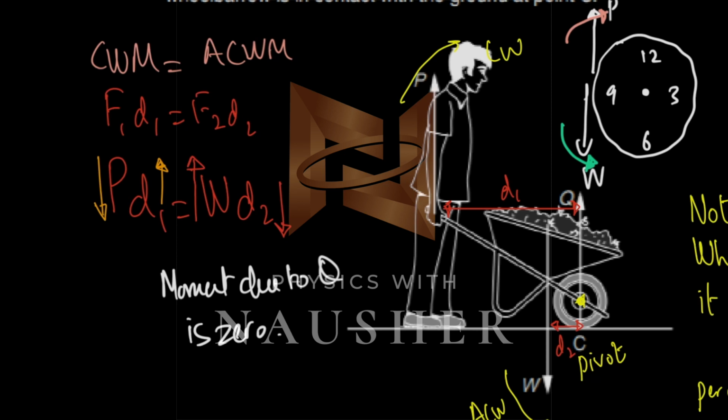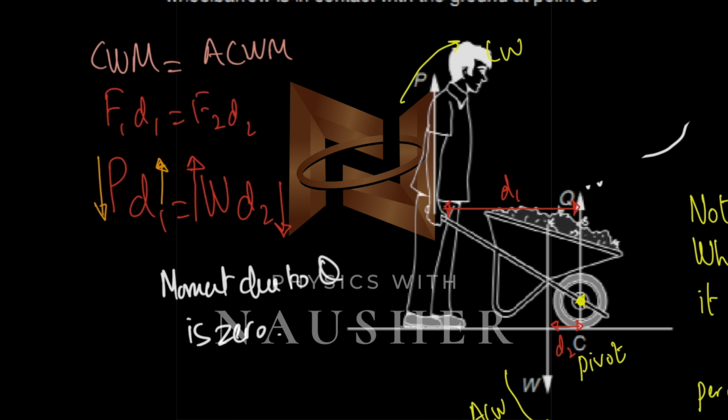This clock I only made to make you understand clockwise and anti-clockwise. You cannot get any idea of the distances, because obviously this is a wheelbarrow and this is a clock. So this clock is only used for your understanding of clockwise and anti-clockwise. This clock cannot be used to tell the distance, because for distance you'll have to refer to the actual diagram.